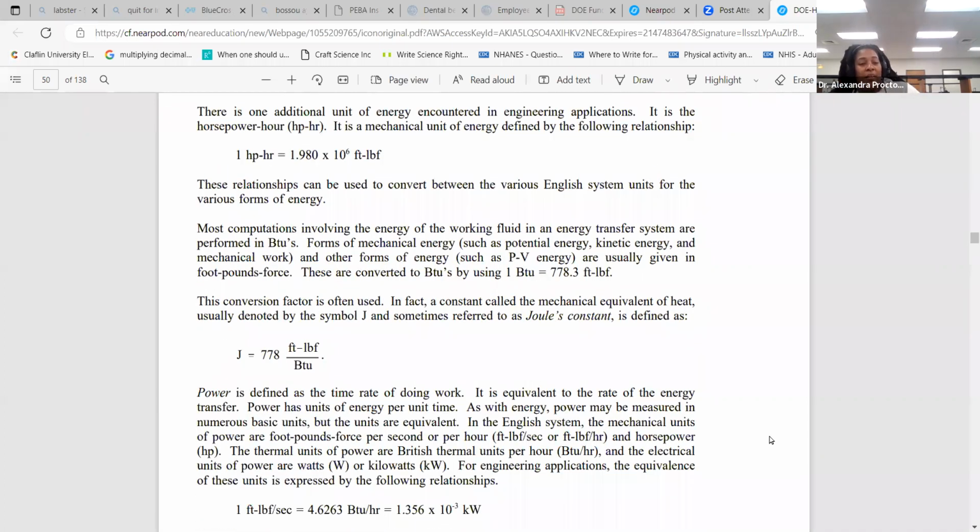Okay, and one BTU is equal to 778 foot-pound force. Power is the time rate of doing work. It's equivalent to a rate of energy transfer. And so power has units of energy per unit time. And so that's what you see when you start talking about power.